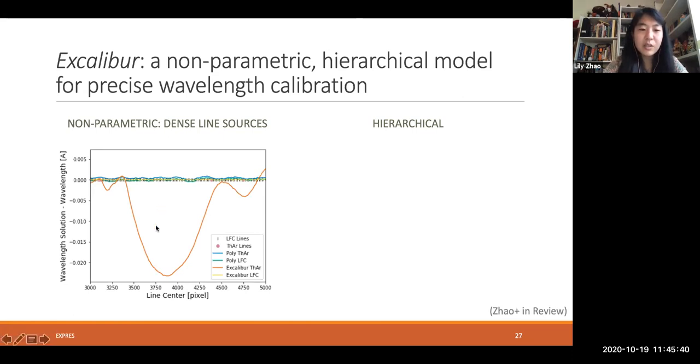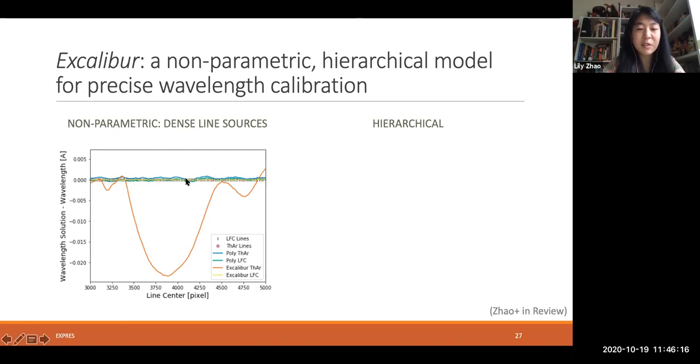This plot shows a little bit differently now. The line center is still on the x-axis, but the residual, so if we predicted wavelengths for known calibration lines, how far is our prediction from the known wavelength of that line? So measure how good the prediction is. For different types of predictions, you'll see that here are the thorium-argon lines as pink circles, and the LFC lines are as these black vertical lines. And so if we use a polynomial to predict wavelengths, either using just the thorium-argon lines or just the LFC lines, you'll see them in blue and green.